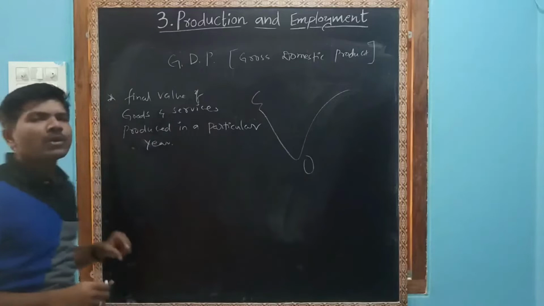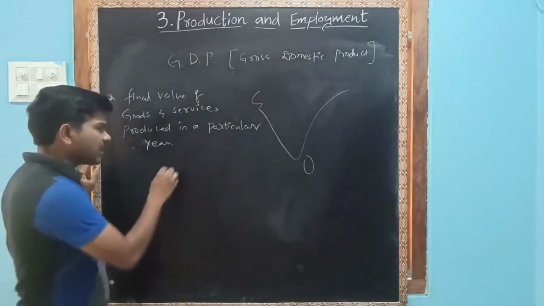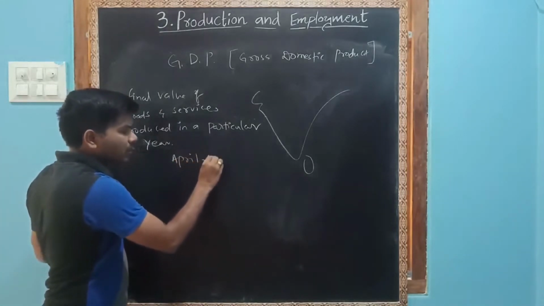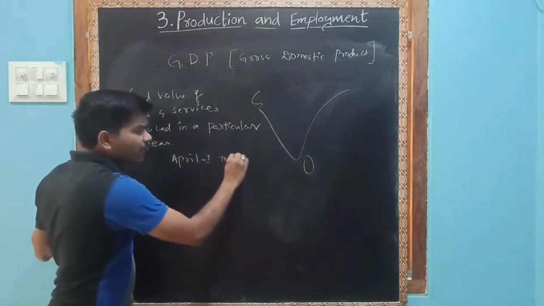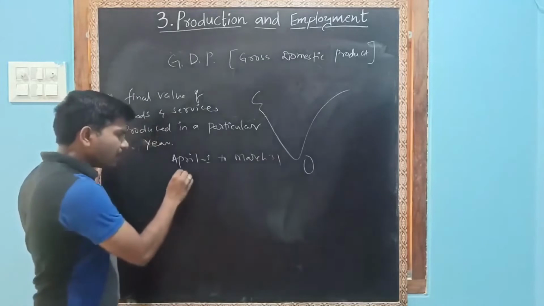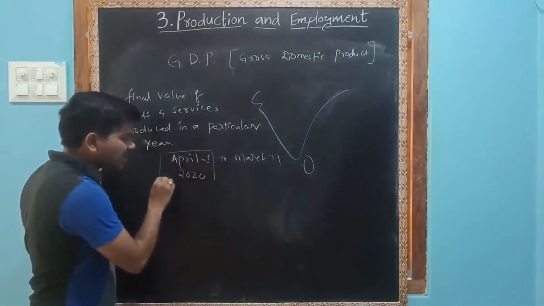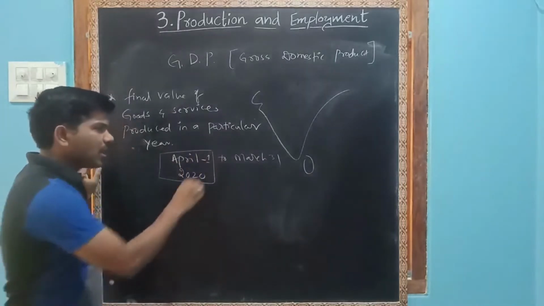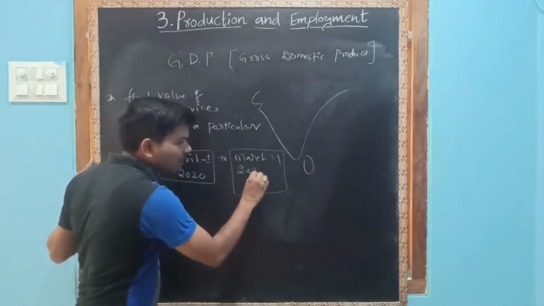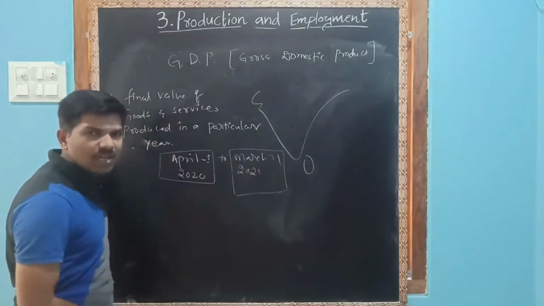Because we usually have a financial year. You know that the Indian financial year is from April 1st to next year March 31st. Example, in 2020 our financial year started from April 1st, and runs till April 1st of next year, that means till 2021. This is considered as one financial year.